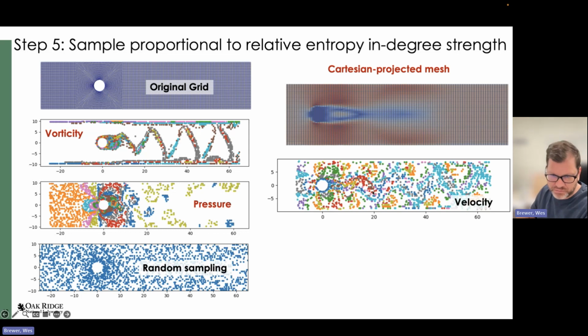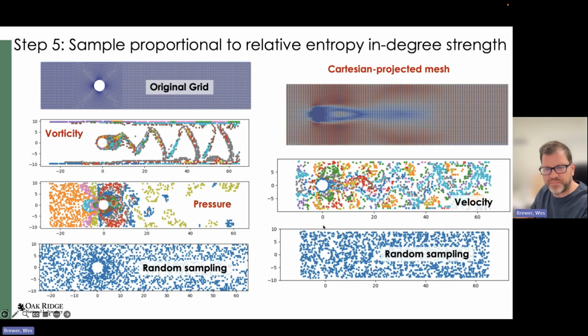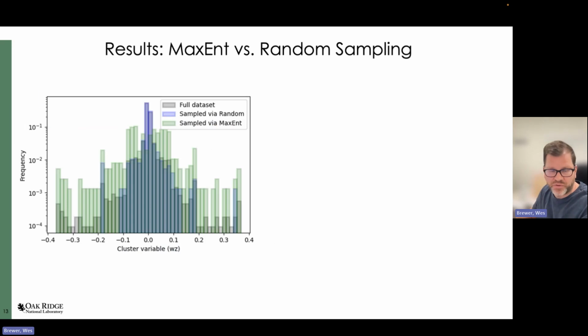And so then we run our maxent subsampling. In this case, we're using velocity. And then here you can see just using random subsampling. So we have pure random sampling here, and so we can do a more fair analysis, more fair comparison.